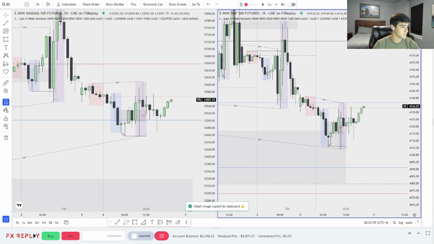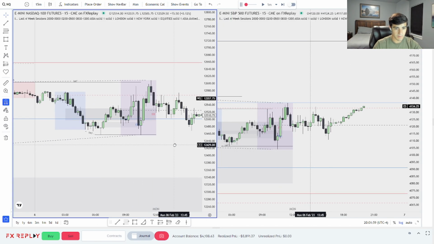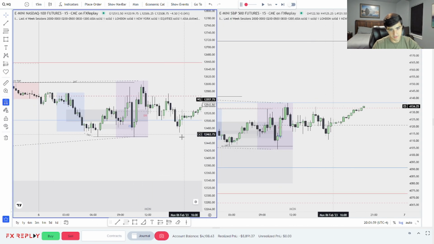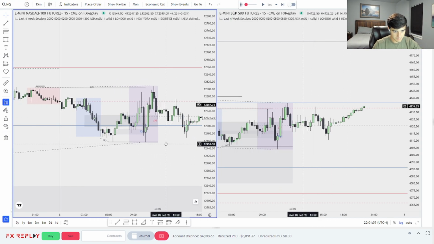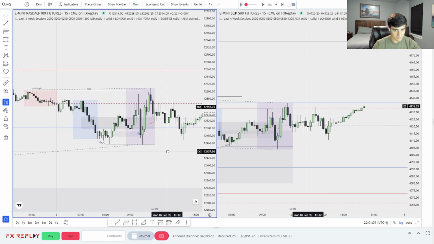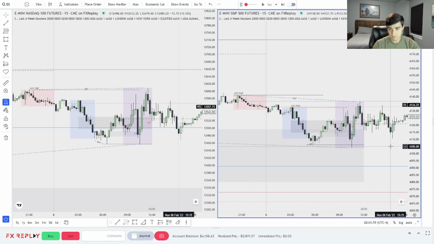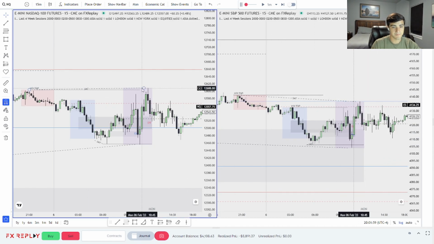Accumulation. Nothing going on. And then on the 15-minute chart, again, it's just sideways. Nothing going on. S&P at the Asia high.